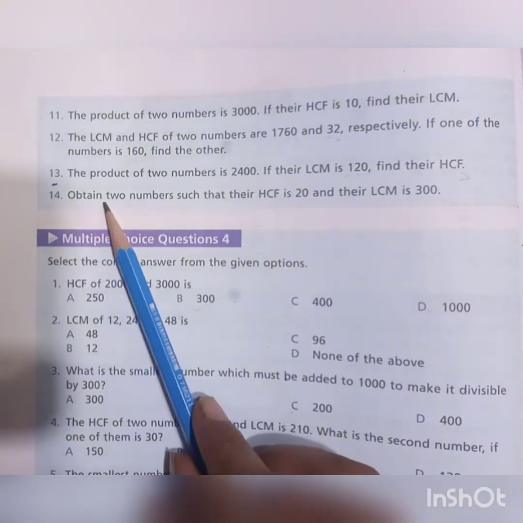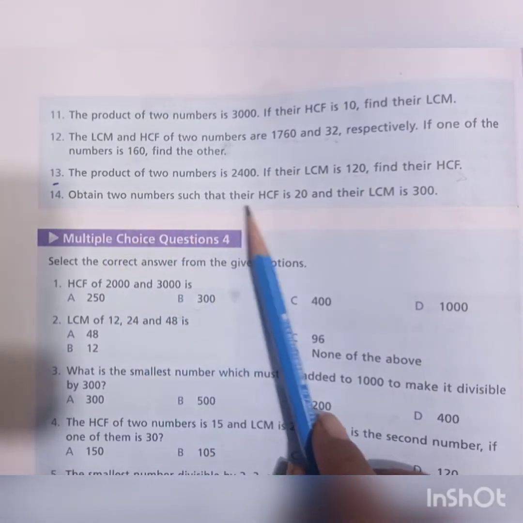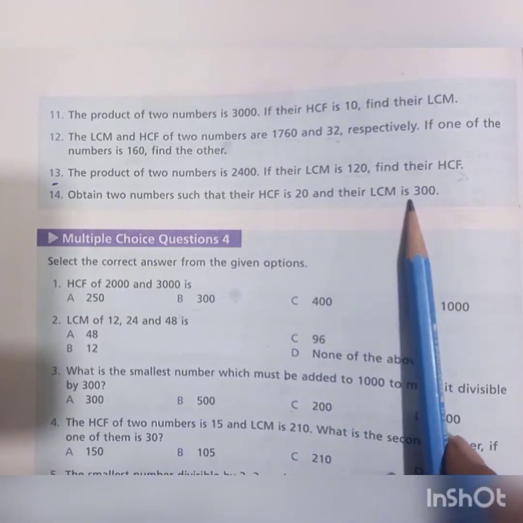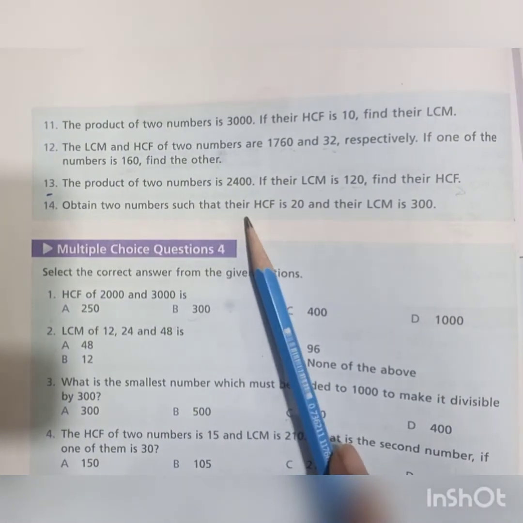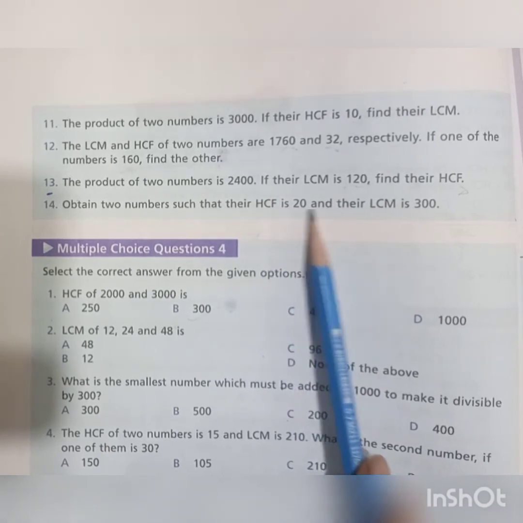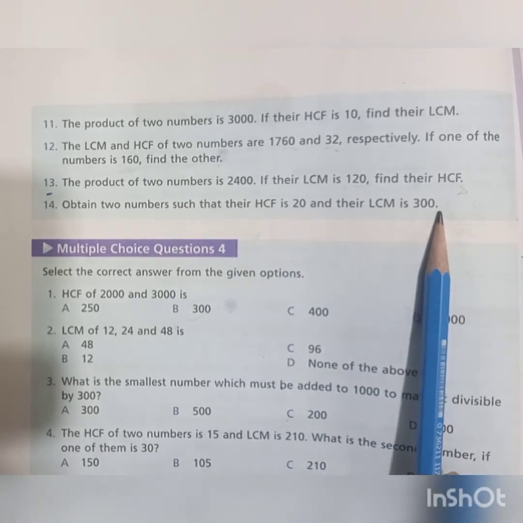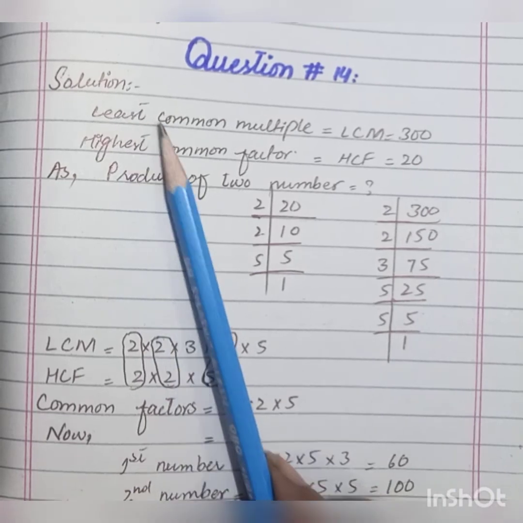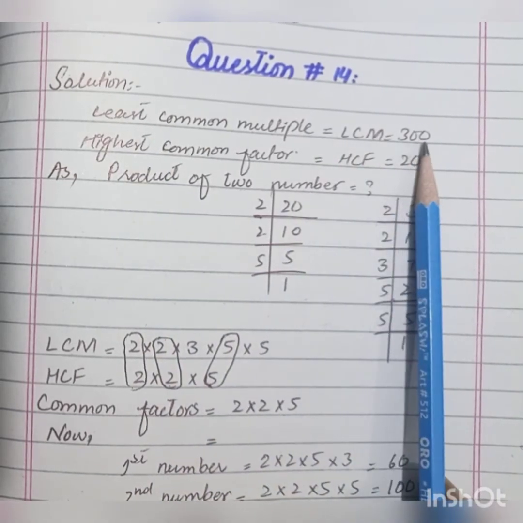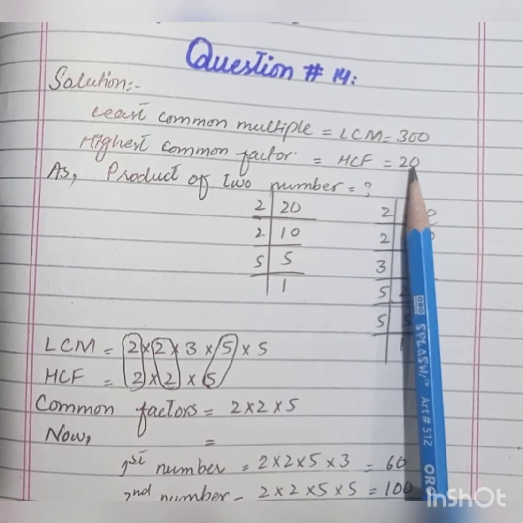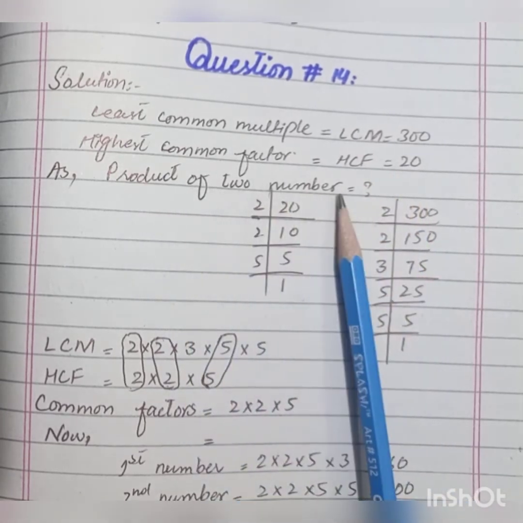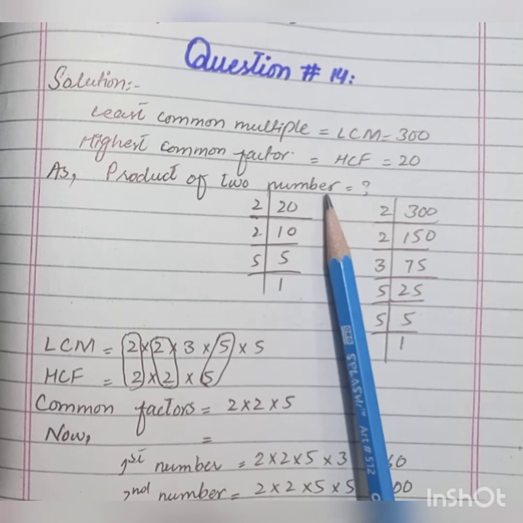Question number 14: obtain two numbers such that their HCF is 20 and their LCM is 300. Students, in this question we have to find two numbers, and HCF is 20 and LCM is 300. Now here you can see the solution. Least common multiple LCM is equal to 300 and highest common factor HCF is equal to 20. We have to find the product of two numbers and also we have to find the two numbers.